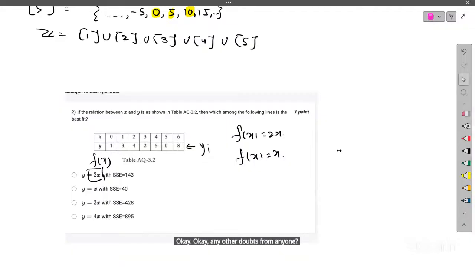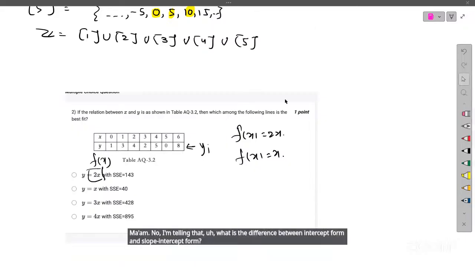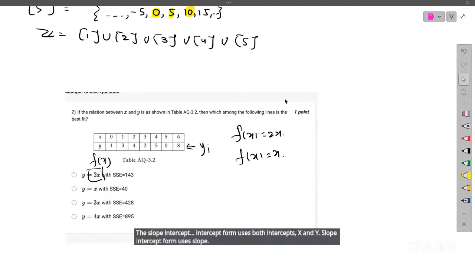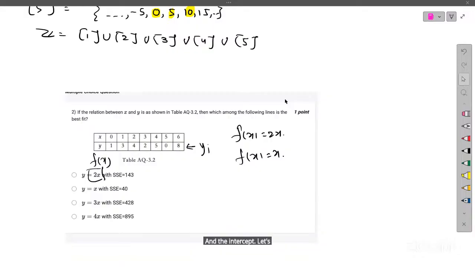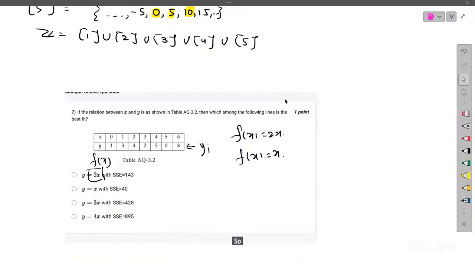Ma'am, I have a doubt. What is the difference between intercept form and slope intercept form? Intercept form uses both intercepts, x and y. Slope intercept form uses the slope and the intercept. That's the only difference, and it doesn't matter whichever form you use. They are almost equal.